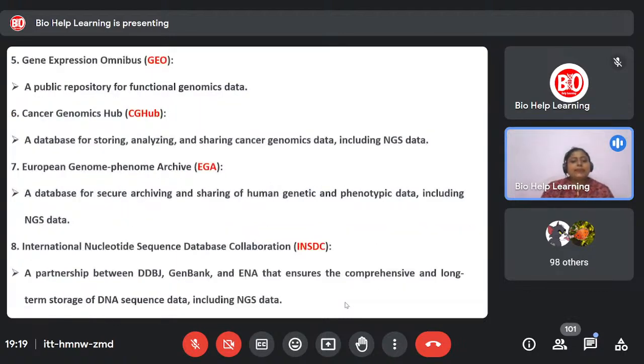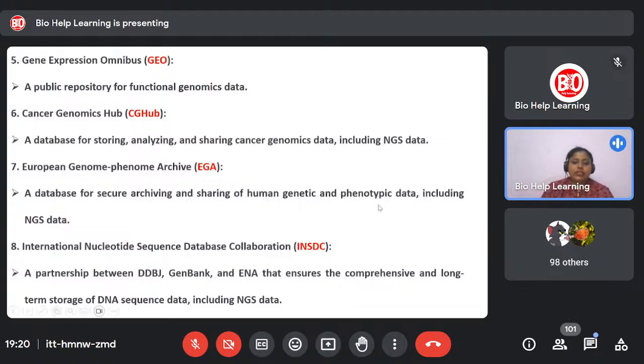The fifth database is the Gene Expression Omnibus, also known as the GEO dataset browser. You can also get functional genomics data from GEO. The sixth one is the Cancer Genomics Hub, CGHub. As the name describes, cancer genomics means you can get all the data related to cancer, all types of cancer data, from here. You can also get some tools and software here, so you can directly analyze those data using various software and tools related to cancer. The seventh one is the European Genome-phenome Archive, EGA, which contains human genetic and phenotypic data.